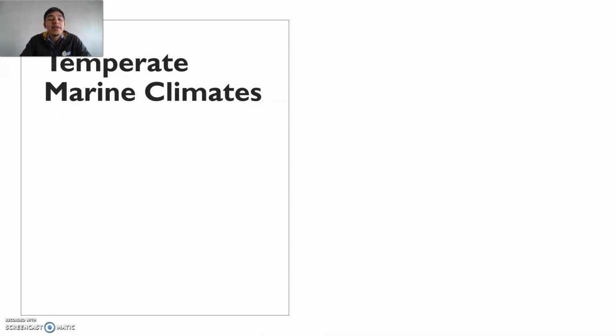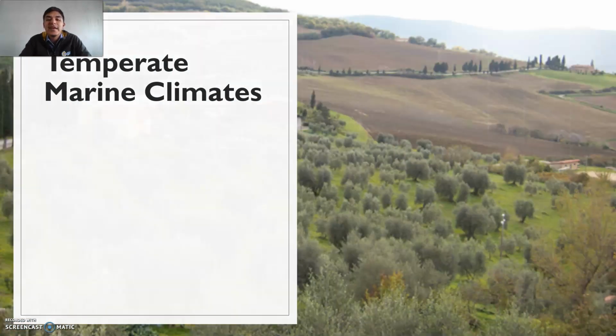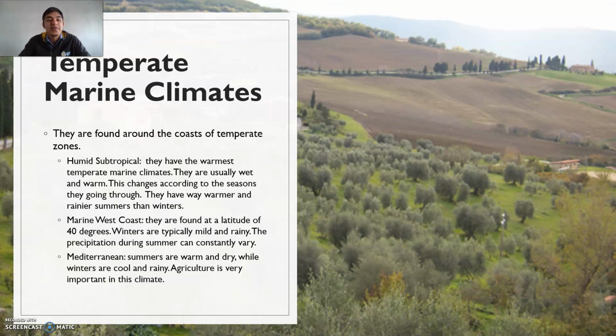All right, now we continue and we are going to talk about temperate marine climates. And probably this might look a little bit similar to Guatemala, but the climate region that we're talking about can also be related to Guatemala and some other locations around the world. They are found around the coasts and temperate zones.